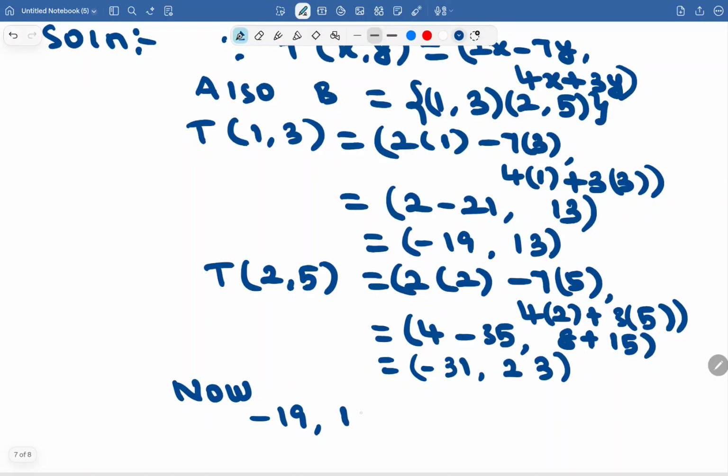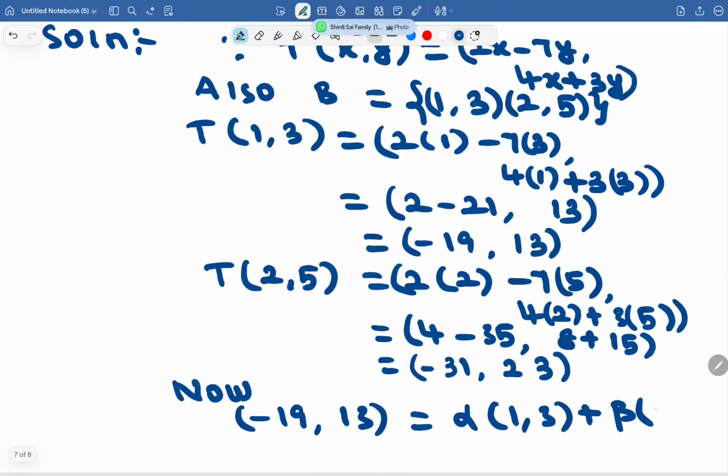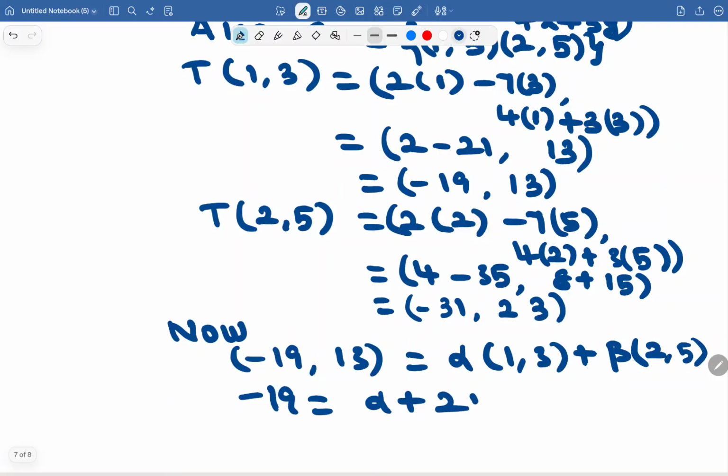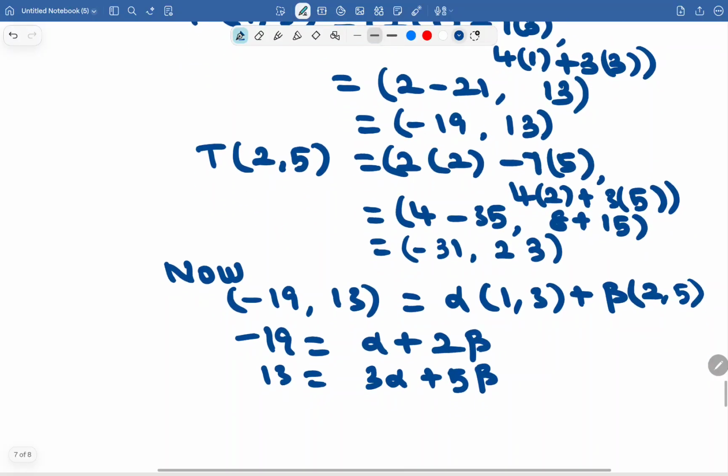Now write (-19, 31) as a linear combination of alpha times (1, 3) and beta times (2, 5). So -19 equals alpha plus 2 beta, and 13 equals 3 alpha plus 5 beta. Solving these two equations, we get the values of alpha and beta.